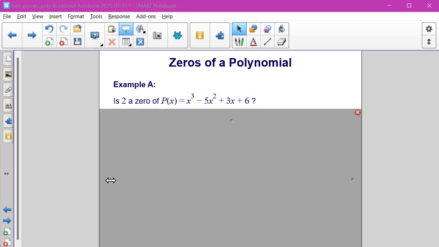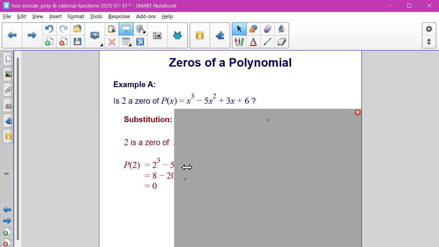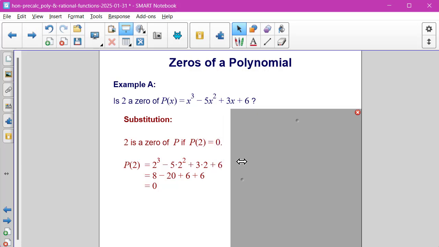There are a couple of different ways to see whether or not 2 is a 0 of our polynomial. The first thing we can do is substitute, or evaluate our p function at 2, and see if it does equal 0. If it does, then 2 will be a 0 or a root of our function p of x.